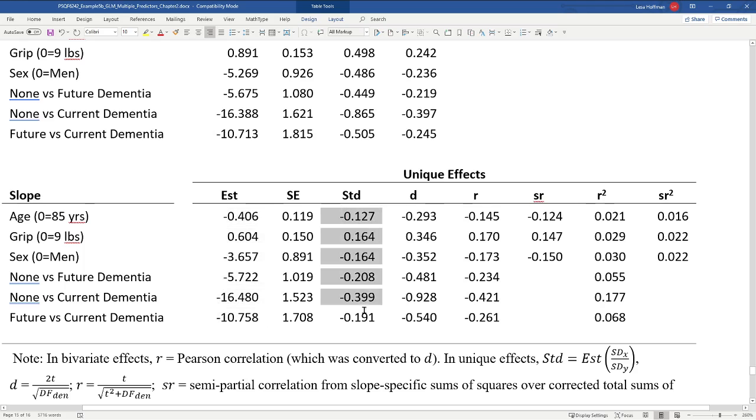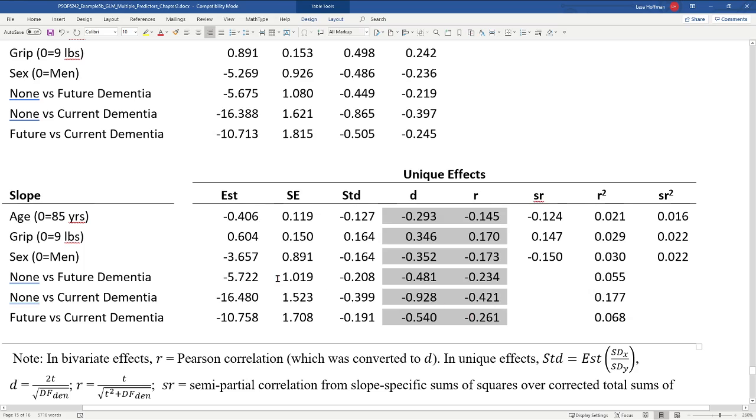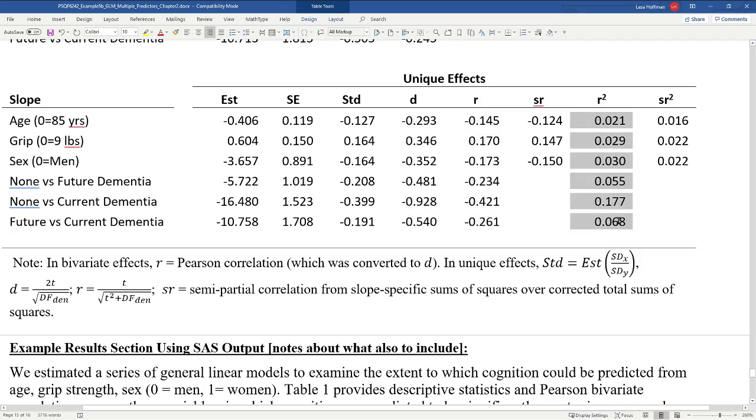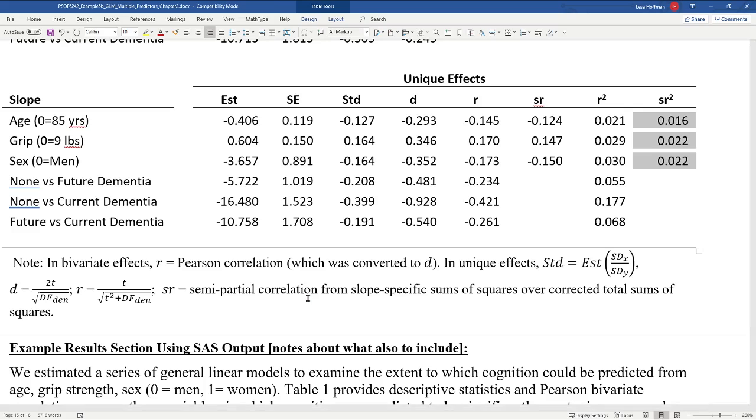So we have standardized slopes. We have standardized mean differences in D or R that we could compute using the t-test statistic for each. So I've given the formulas here in the table note. We also have semi-partial correlations for the variables in which we could calculate that. We have R squares, which is the square of the R computed here. And then we also have the squared semi-partial correlations. So I've included all of these just to show you that they're going to converge onto the same ideas, but they're not going to be exactly the same.